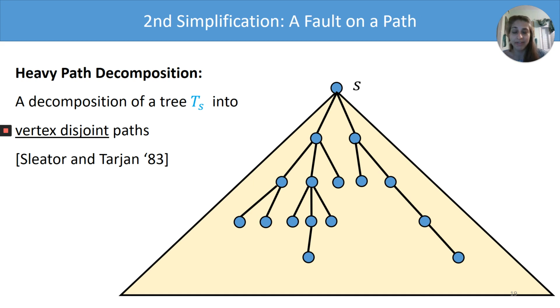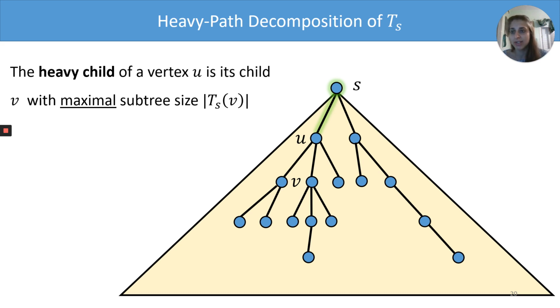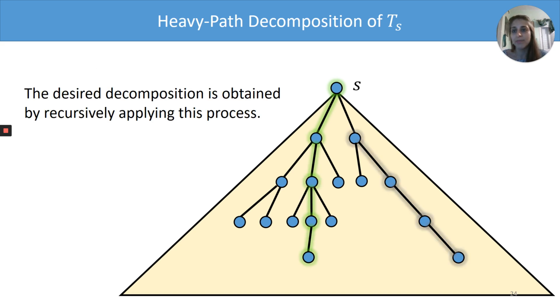So the second simplification, which allows us to consider faults only on a path, for that we use the heavy path decomposition. And this is a decomposition of a tree T_s into vertex disjoint paths that was introduced by Sleator and Tarjan. So the input for this decomposition is a tree T_s, and the output is a partition of the tree into vertex disjoint paths, which have some useful properties. So just to be on the same page, let me briefly explain how this decomposition can be computed. A basic definition is that of a heavy child, which is the child with a maximal subtree size. And the decomposition is made by just following each time from the source to the heavy child, like this. So the desired decomposition is obtained by recursively applying this process over the remaining subtrees.